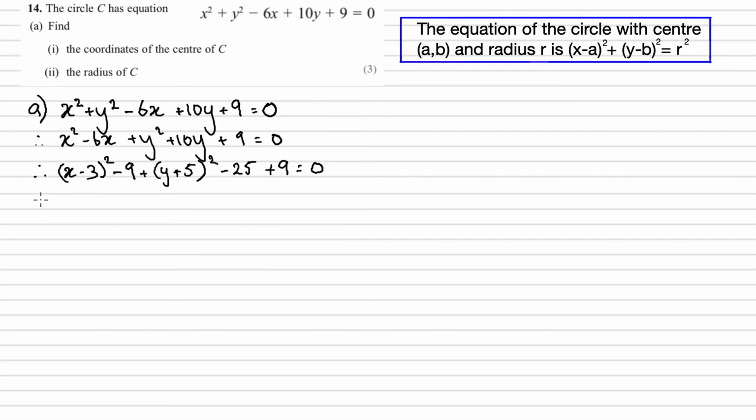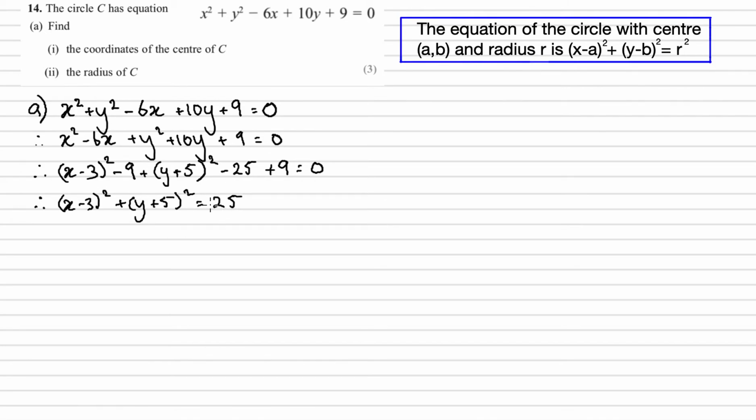Okay, I'm now going to clean everything up. Minus 9 plus 9 is 0. And now if I add 25 to both sides of this equation, I'm left with (x minus 3) squared plus (y plus 5) squared equals 25. Okay, so I'm nearly done now.